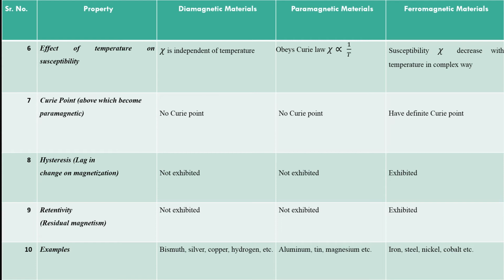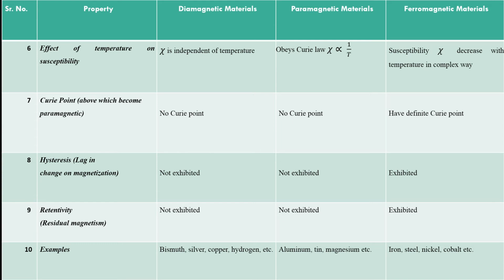Paramagnetic material obeys the Curie law. That Curie law is that chi is inversely proportional to temperature. So as the temperature increases, the value of magnetic susceptibility decreases. At a low temperature, we get more magnetic susceptibility. So at that time, we can easily convert normal material into magnetic material.